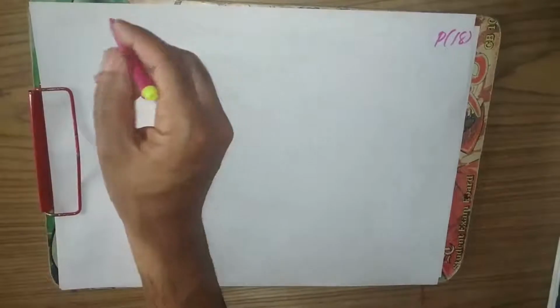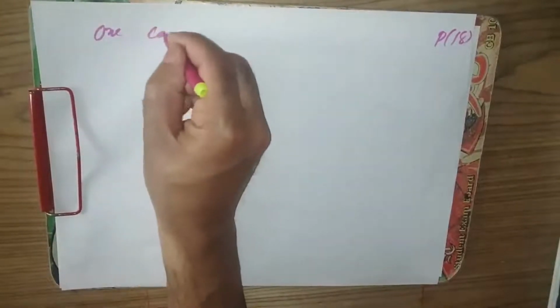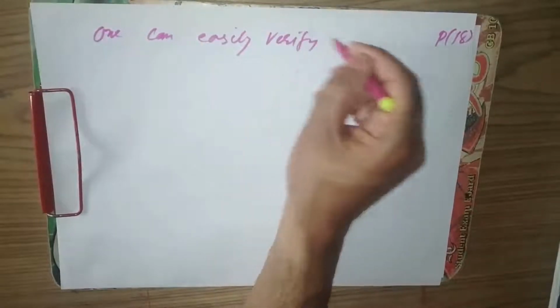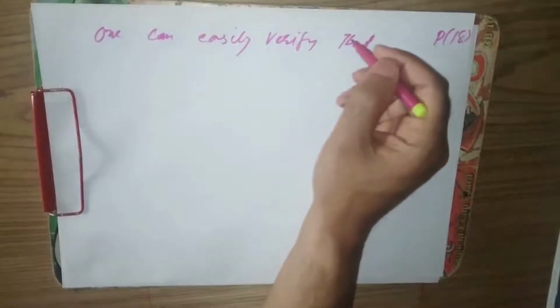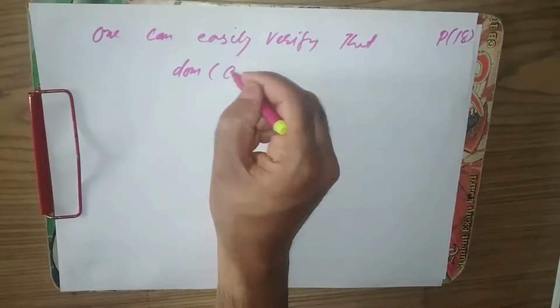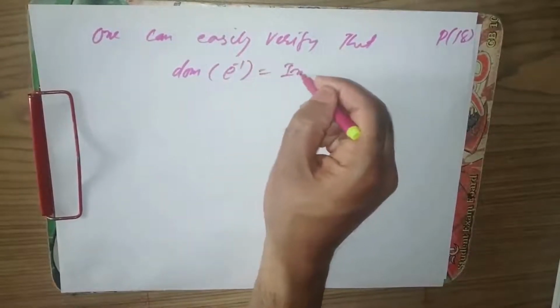One can easily verify that the domain of rho inverse is equal to the image of rho.